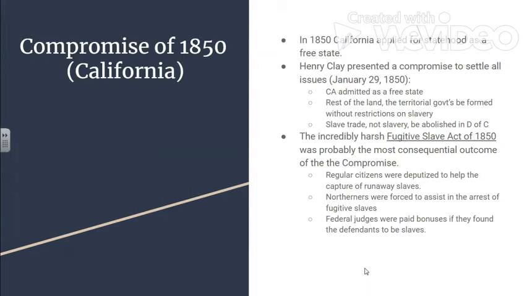And so what we see within the compromise is that California is admitted as a free state. The rest of the land of the Mexican Cession would be broken up into territorial governments, and there would not be slavery. The slave trade, not slavery itself, would be abolished in the capital. And what we really see in here, which is really going to cause more friction between the United States, is the Fugitive Slave Act of 1850. It's put in there to appease Southerners, and Northerners are really upset about it, and Southerners want it because of the success of the Underground Railroad.